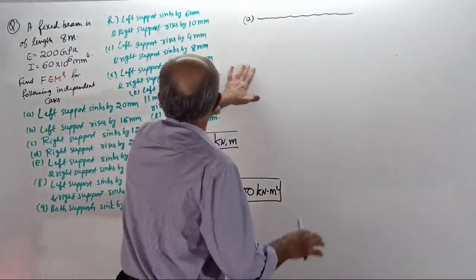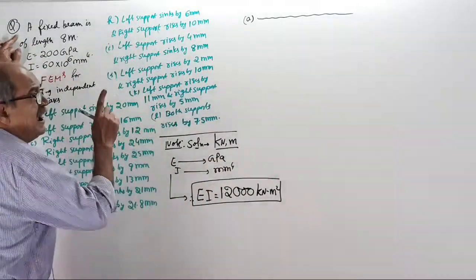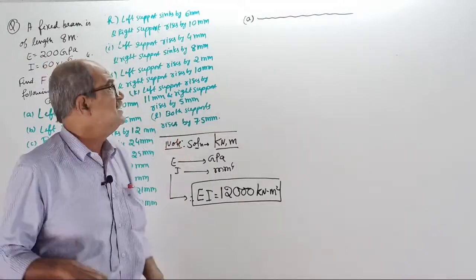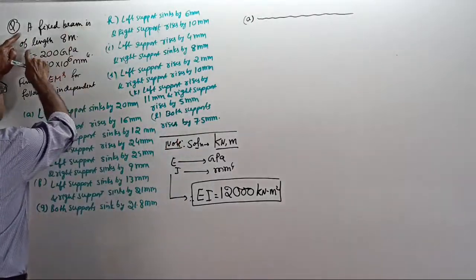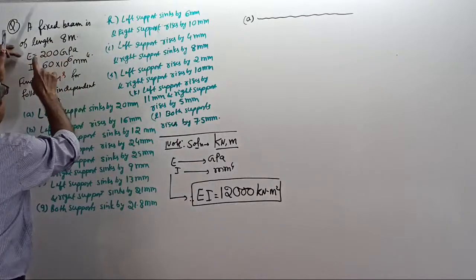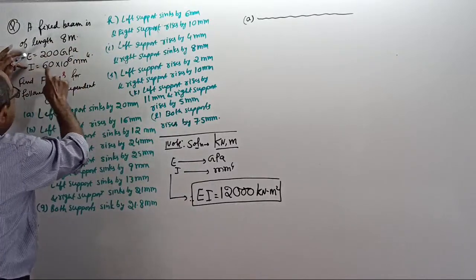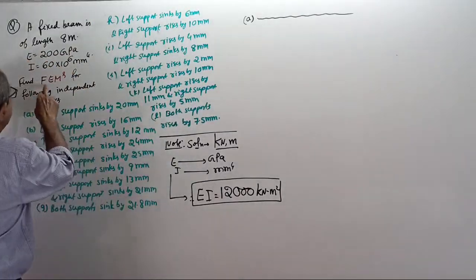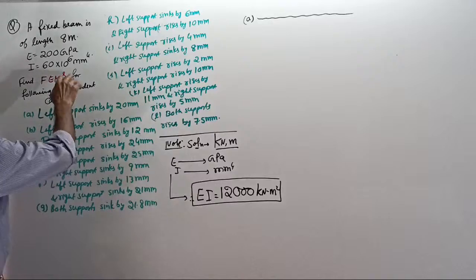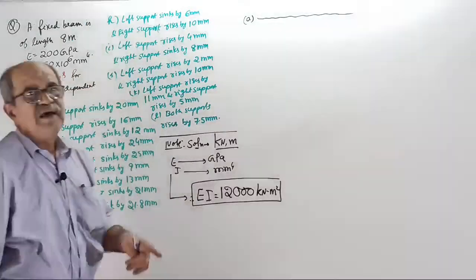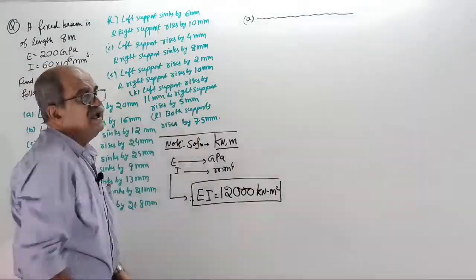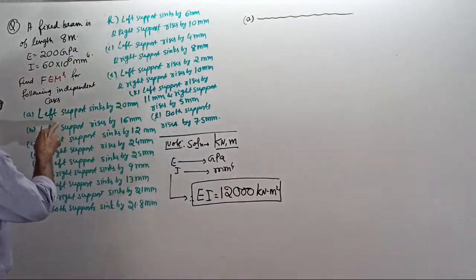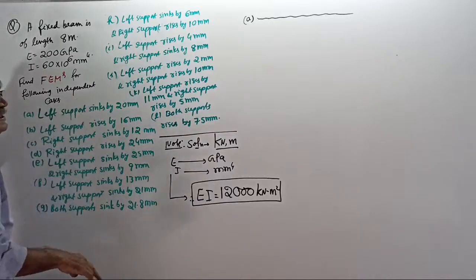So our example question is for understanding how to find fixed end moment due to support settlement. See, a fixed beam is of length 8 meter. E is 200 GPa. I is 60 times 10 to the power 6 millimeter to the power 4. Find fixed end moments for the following independent cases. I added something extra today. Independent cases means when you solve case A, don't see case B. Each one is a separate question.